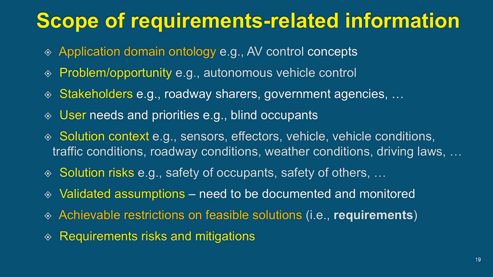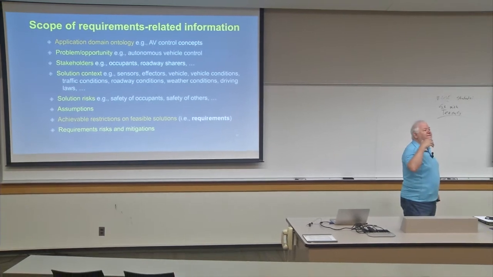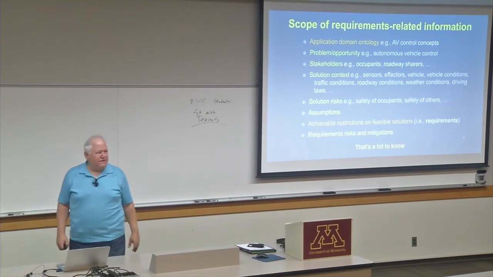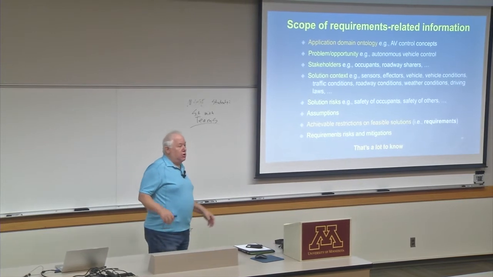The other things you need to understand as clearly as you can are the problem or opportunity that you're about to work on. You need to know who the stakeholders are, and there generally is a larger population of them than you know. The solution context, because you're developing it in the context of other systems and other solutions for other problems, and so your solution needs to fit in. The risks of whatever it is you're doing, the assumptions that you're making, the restrictions on feasible solutions, i.e. the requirements, and then the requirements, risks, and mitigations. A lot of stuff to know so that you don't get surprised.